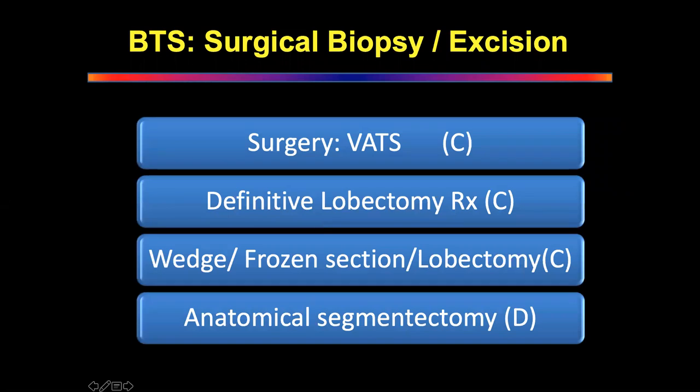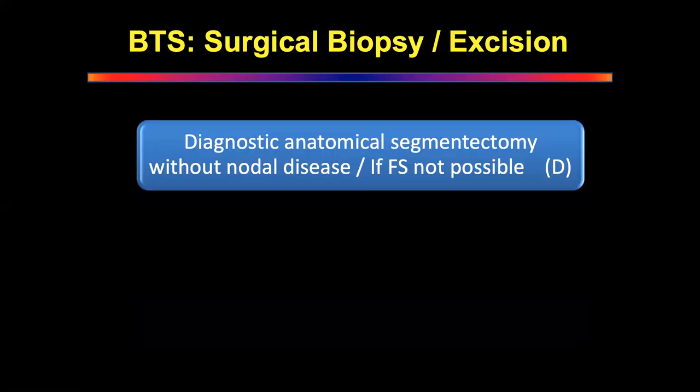So here you've done everything. Suppose the lesion is deep. You've got this 1 centimeter lesion, which is deep, lying in the apical segment of the lower lobe. You can't wedge it out. You can't do a frozen section. So the guideline says in that situation, you're okay to do a segmentectomy without diagnosis. It's a diagnostic anatomical segmentectomy.